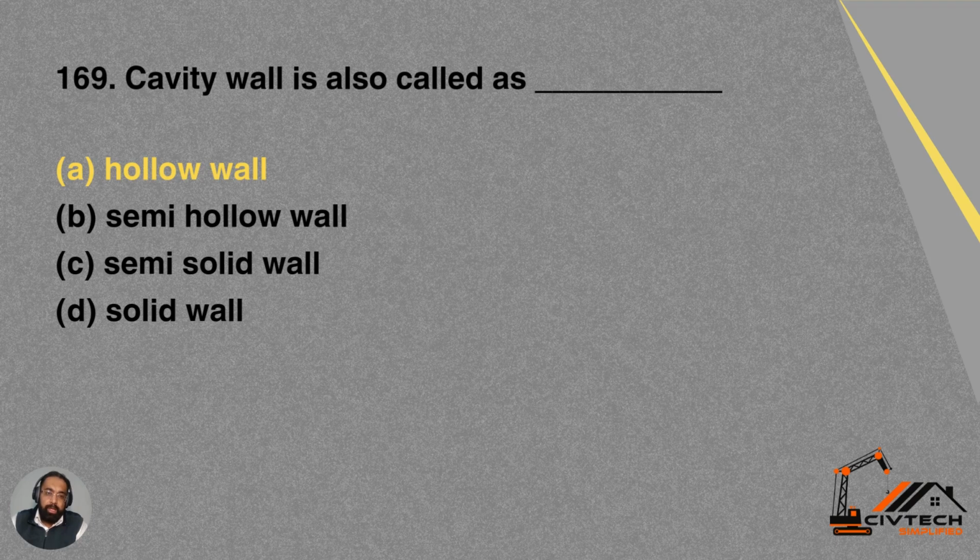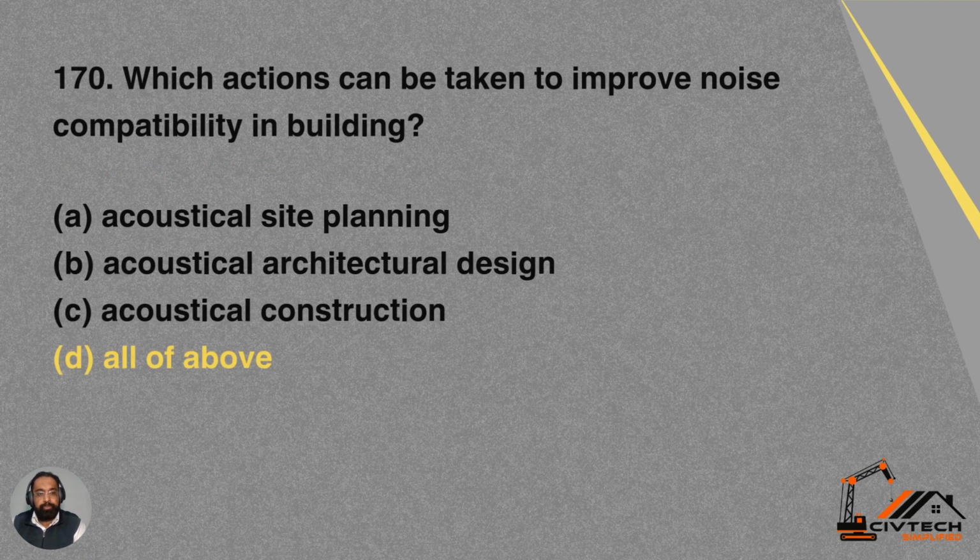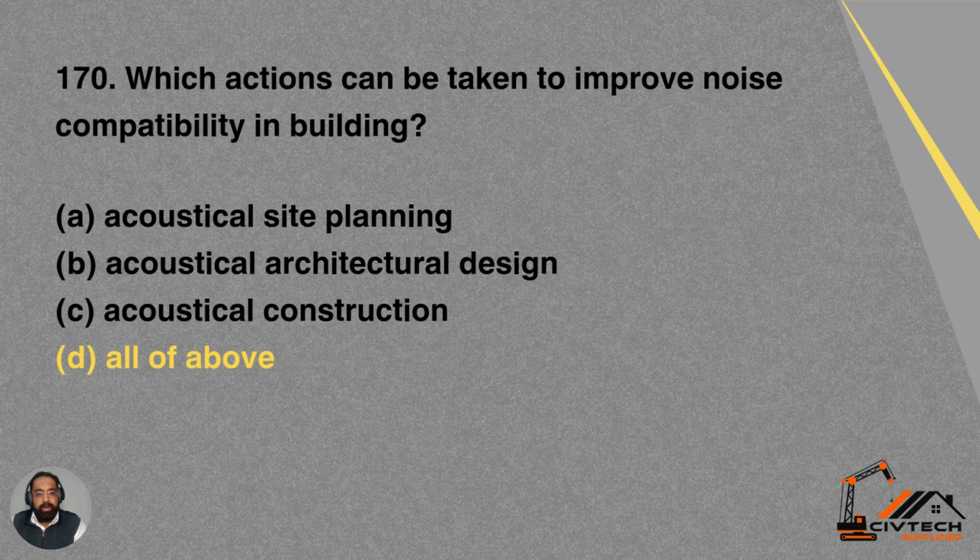169. Cavity wall is also called as, option A, hollow wall. Option B, semi-hollow wall. Option C, semi-solid wall. Option D, solid wall. So cavity wall is also called as hollow wall. A is the correct answer.